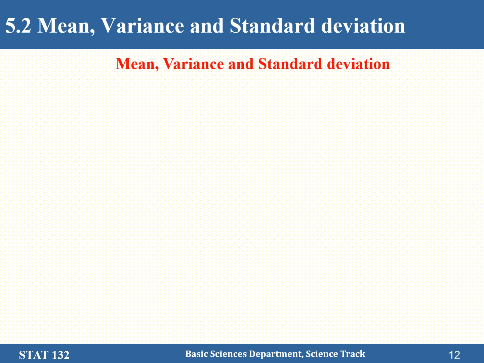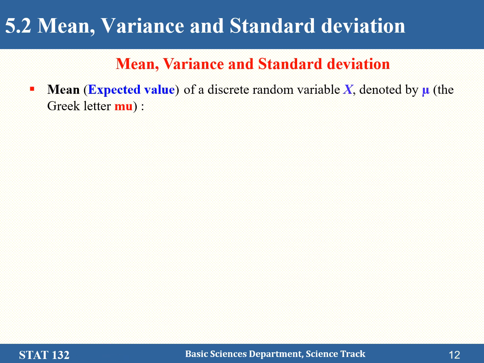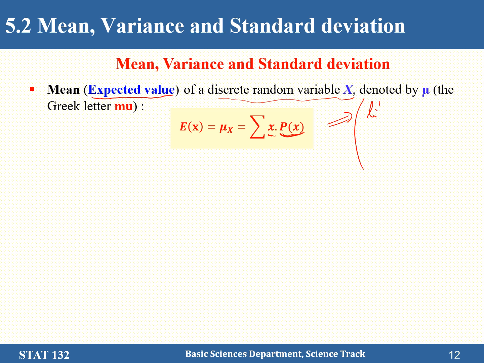Let's look at the mean and variance and standard deviation of a discrete probability distribution. Now, mean is also called here the expected value. So the expected value of a discrete random variable, capital X, will be denoted by mu or E of X, and it is calculated by x times the probability of x. So this little x here is the values that the random variable takes. Now you can take this one as the frequency or the weights here. This is like a weighted mean.